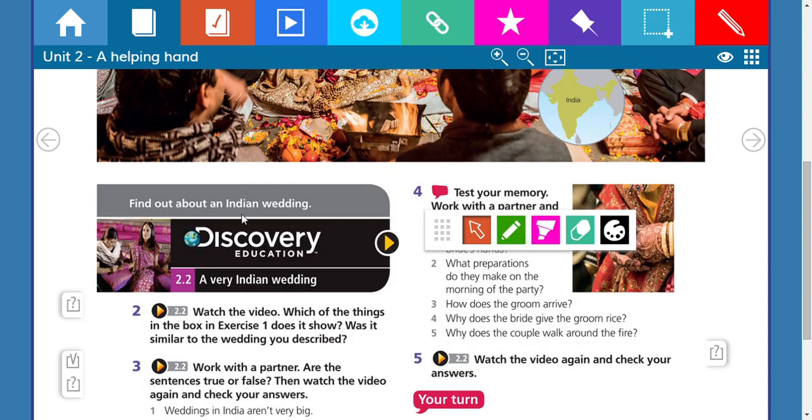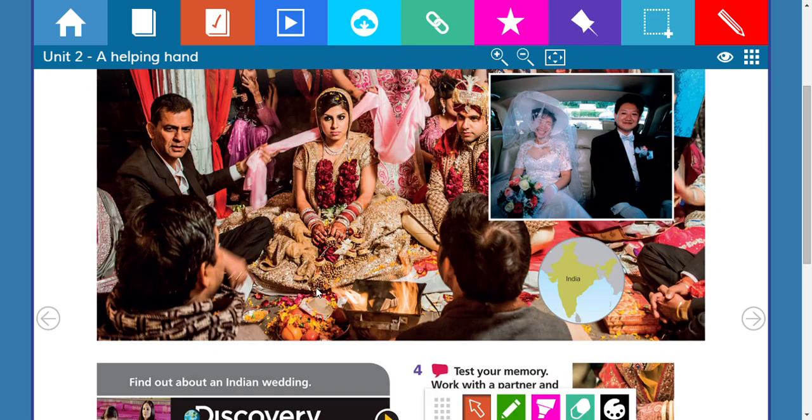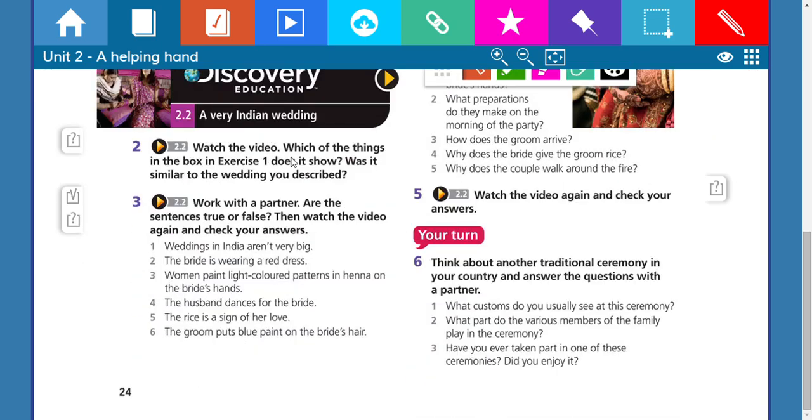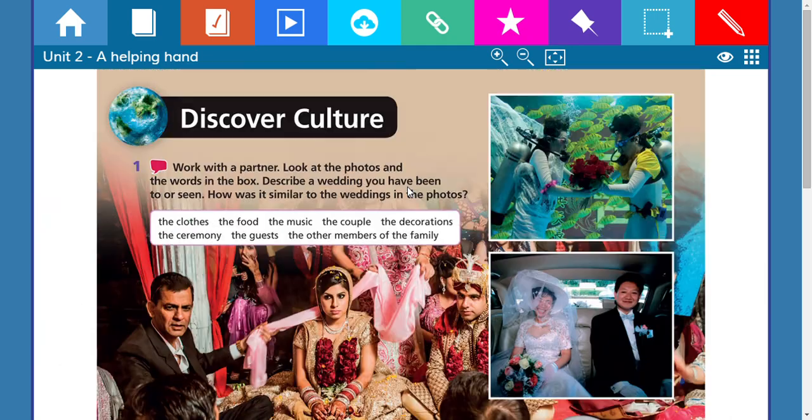Find out about the Indian wedding. We are in Discovery Education, a very Indian wedding. We're going to watch a video. Watch the video. Which of the things in the box in exercise 1 does it show? Was it similar to the wedding you described? Let's see if the vocabulary you set for the picture number 1 are in the video. That's the first activity.